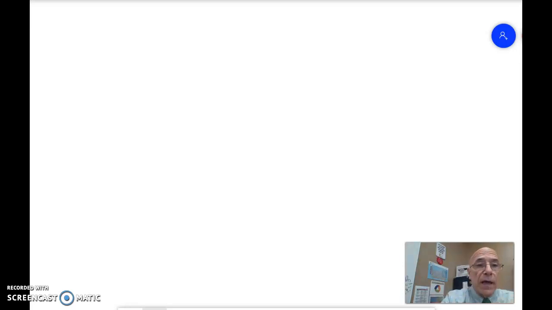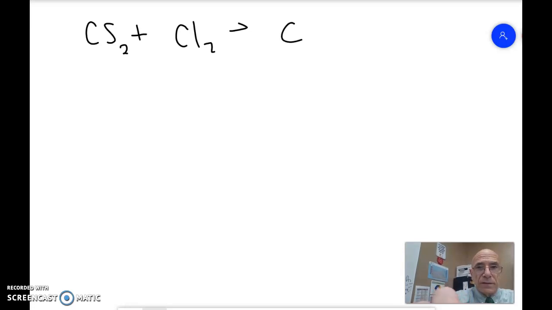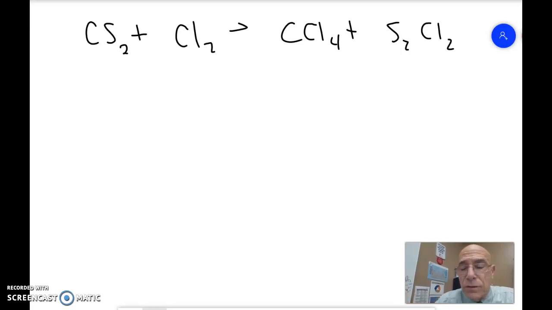Okay, the first one, and these are all from the book, but I don't remember what number they are, is CS2, and we're going to write the skeleton equation first, plus Cl2 produces CCl4 plus S2Cl2. So you should be able to name all these things. This is carbon disulfide reacting with diatomic chlorine to form carbon tetrachloride and disulfur dichloride.